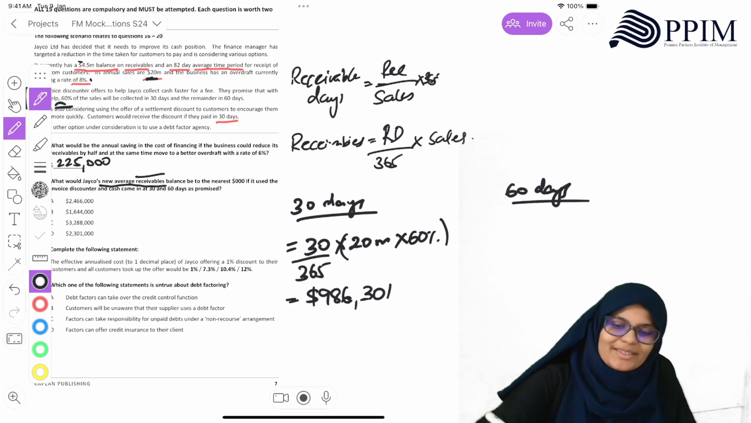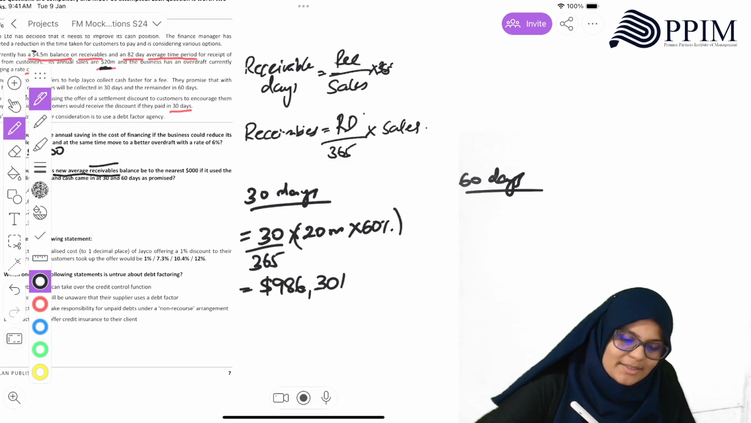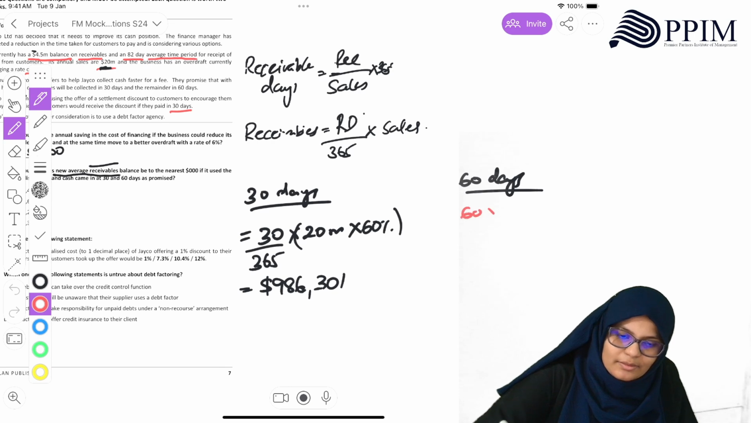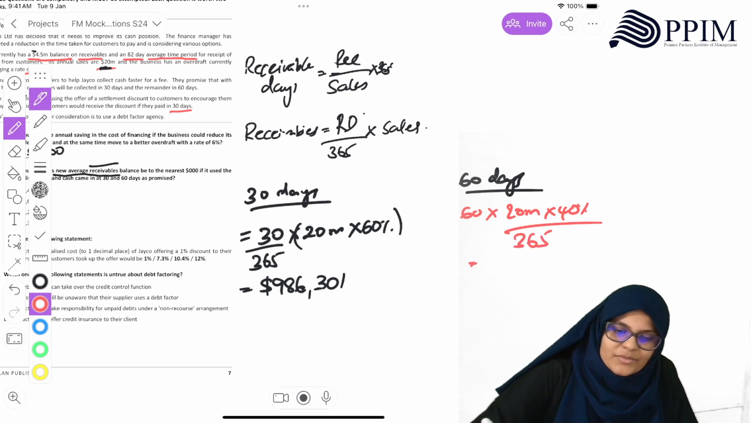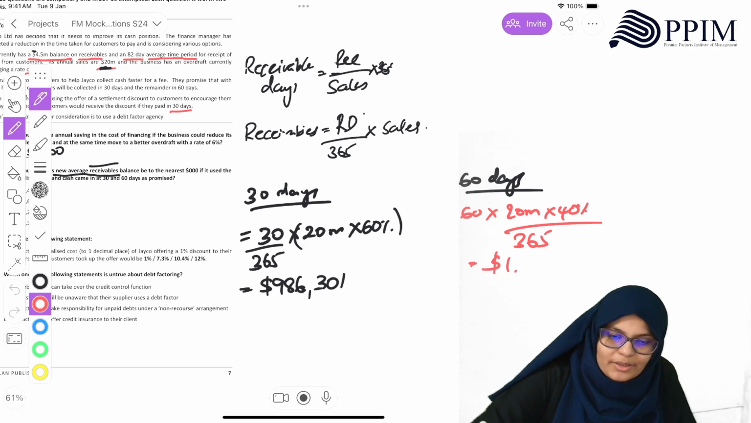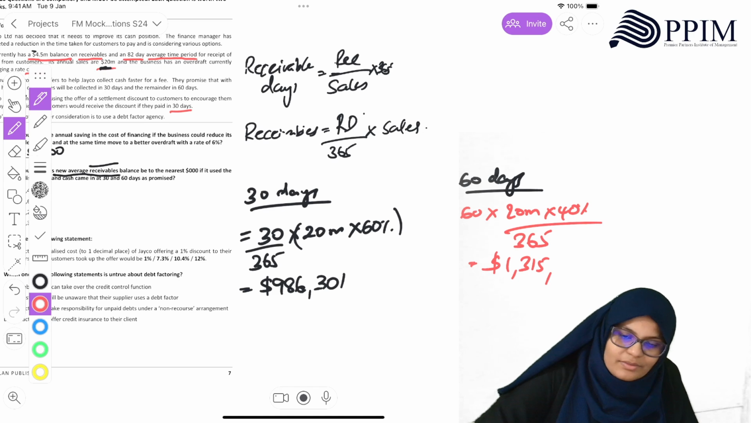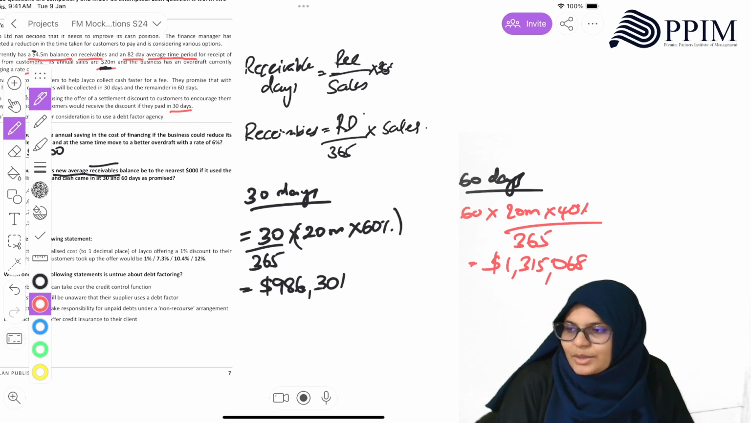Okay, so if you look at the 60-day cycle, receivable days will obviously be 60 in this case. Sales will be 40%, right? So 20 million into 40% over 365. So that should give you the new receivables balance. It should be 1.315068. $1,315,068.